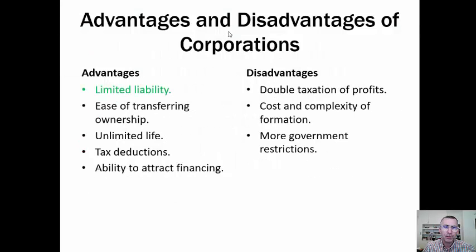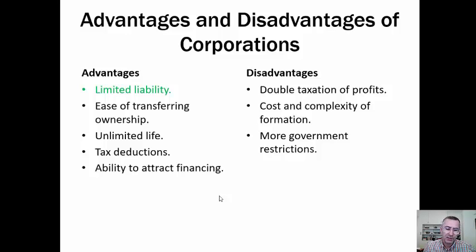So let's look at corporations. Again, the advantages, here in green: limited liability, ease of transferring ownership, unlimited life. They will outlive their founders. Tax deductions, and they attract financing. One of the big drawbacks is double taxation. All corporations are subject to double taxation of profit. Cost and complexity of formation: again, it's a really lengthy, complicated process. Usually you have to get lawyers and accountants involved, and there are lots of government restrictions. And if you think about it, it kind of makes sense.